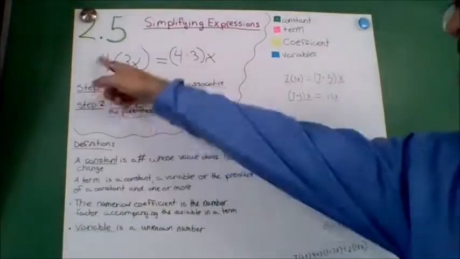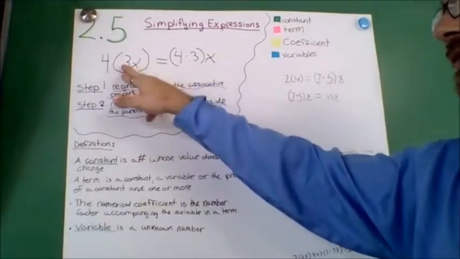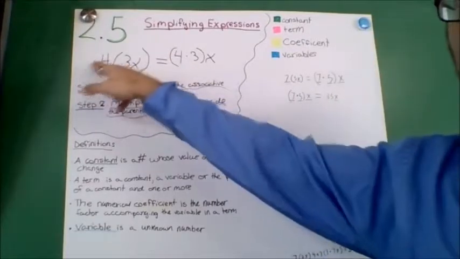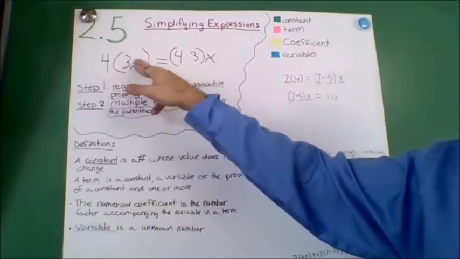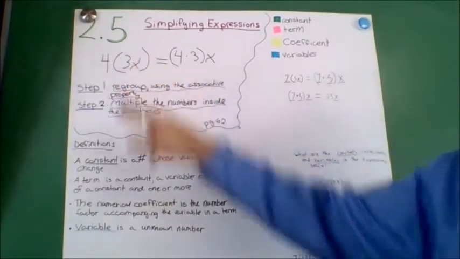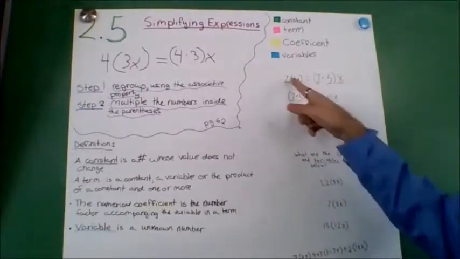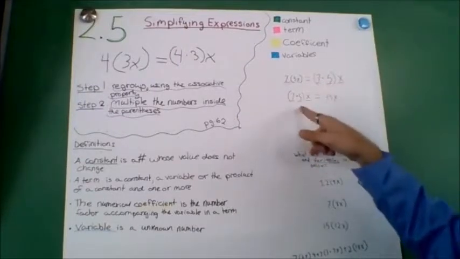You could also think of this, because multiplication is distributive, you distribute it in, but you only do it to the 3 because the 3x is one term. You don't have to go 4 to the 3, 4 to the x. You would do that if it was 3 plus x, but it's 4 times 3 times x. So hopefully that helps. Here's another example over here where it has 7 times 5x, which is 35x.